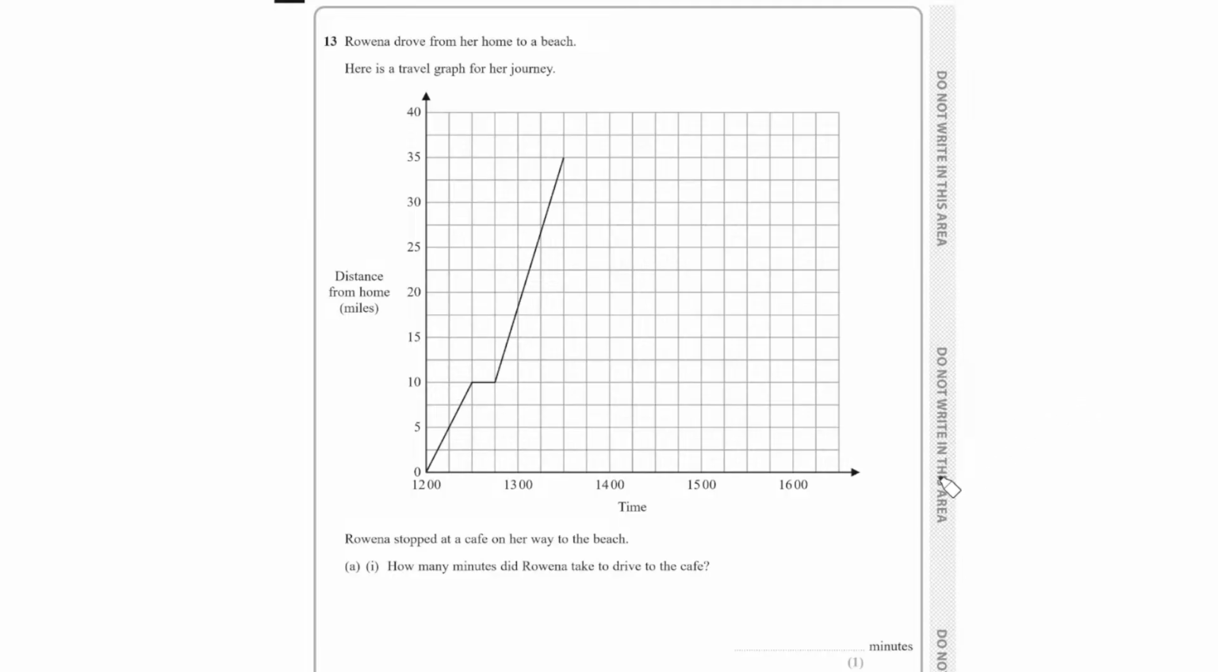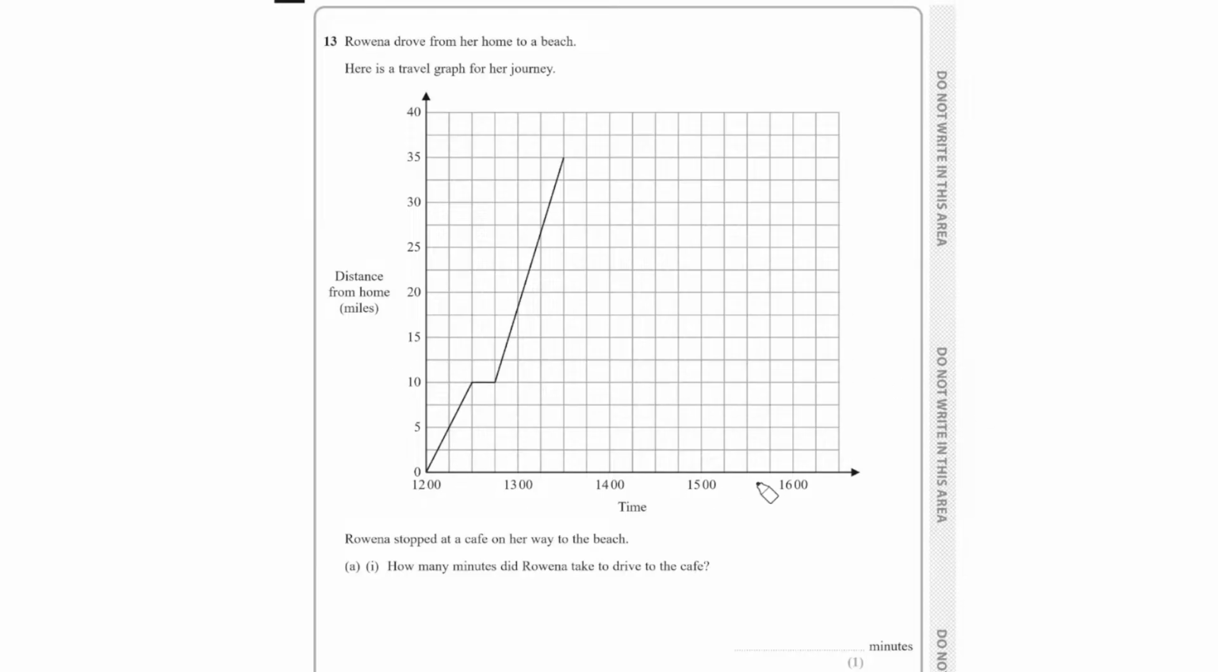Question 13. So Rowena drove from her home to a beach. Here is a travel graph for her journey. So Rowena stopped at a cafe on her way to the beach. How many minutes did Rowena take to drive to the cafe? So basically, she obviously started at her home. She drove to the cafe, she stopped, and then from the cafe she drove to the beach.